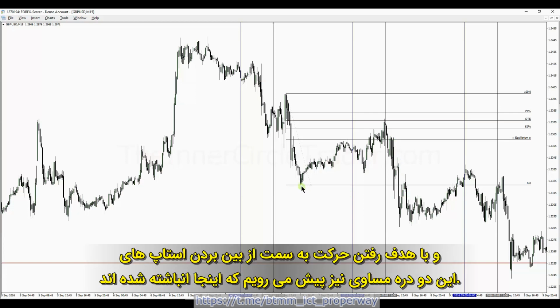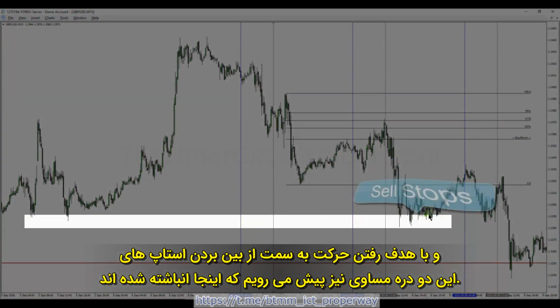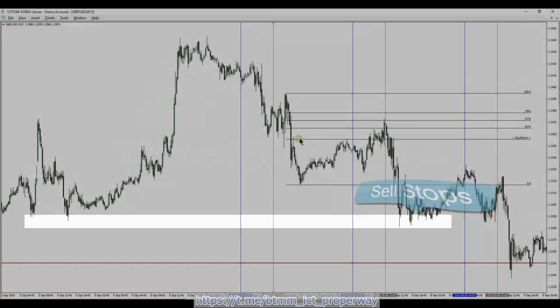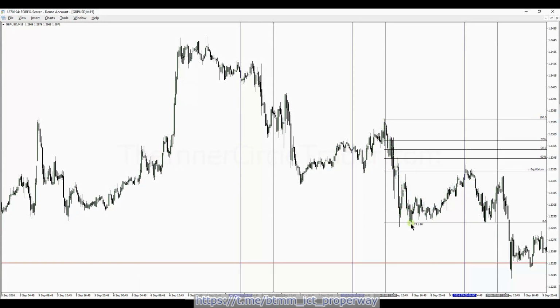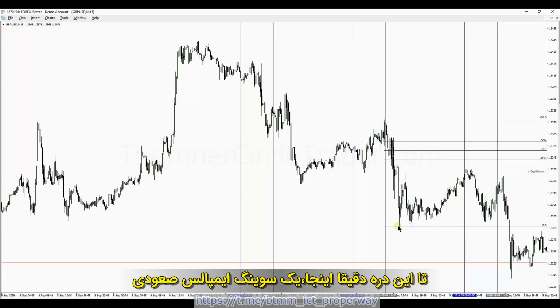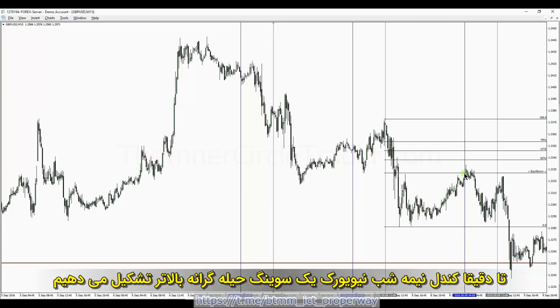taking out stops below the lows over here and aiming for the stops below these equal lows, which accumulate here. Another impulse price swing here, down to the low, right here. Impulse swing up, right at the New York midnight candle.